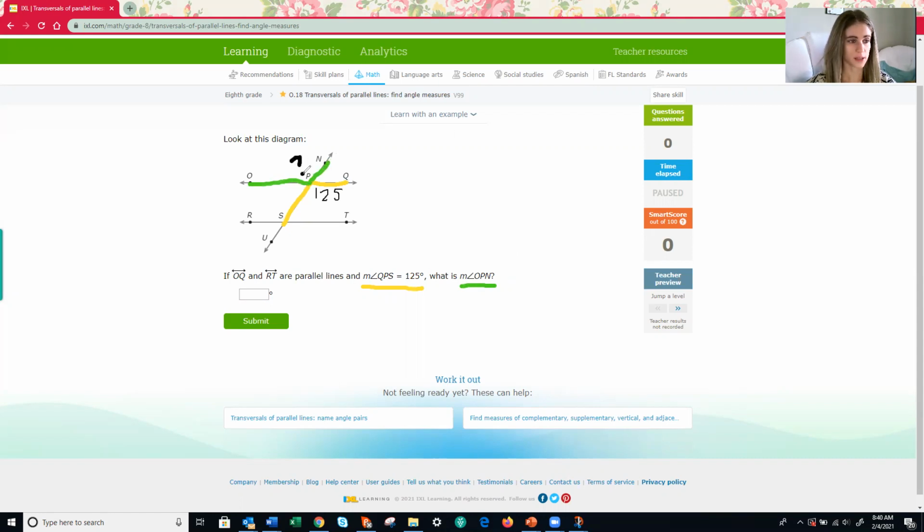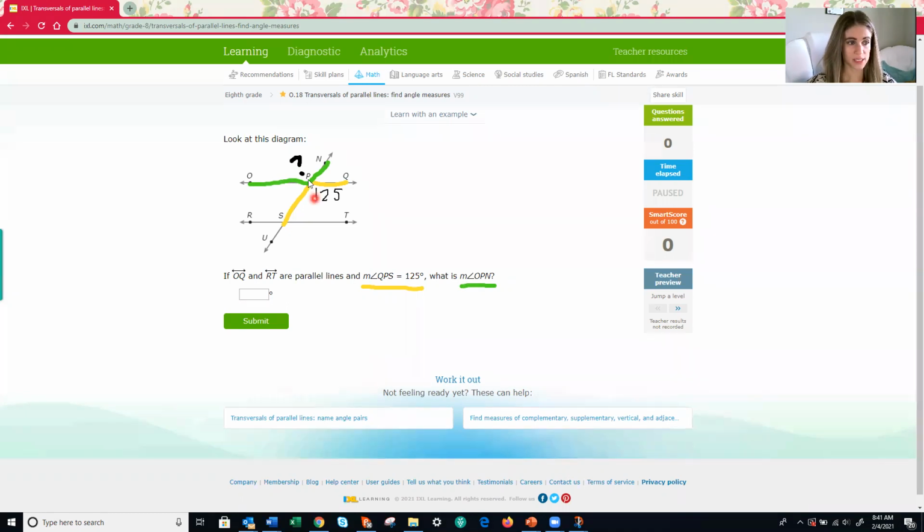The very first thing we should do is figure out which one of these angle pairs they are, because that will help us know whether they're congruent, so they're equal, or whether they're supplementary, they add up to 180, or in the rare case, complementary and add up to 90.